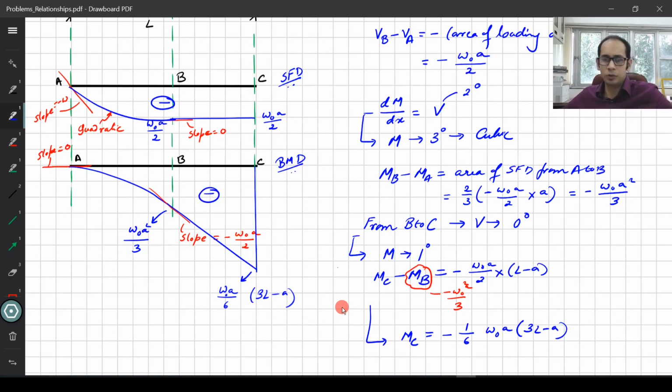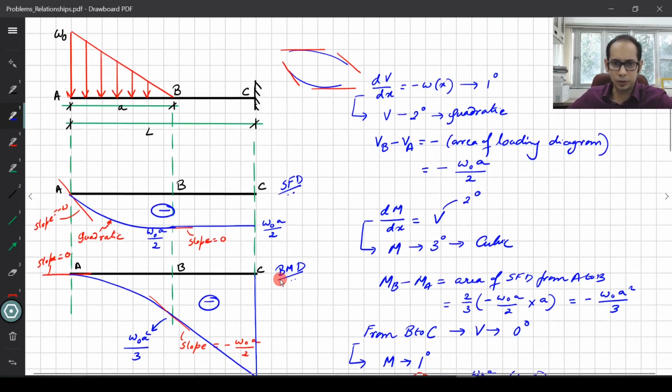So try this problem out on your own and try to match the answer and see if you get what you have over here.